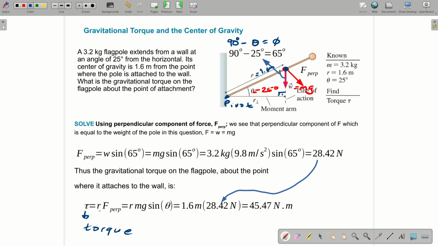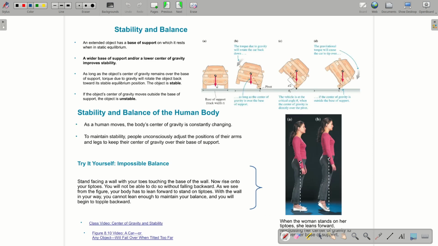Or I can just say R F perpendicular, which is R times the force mg times sine. Well, this should be phi here, not theta. Sorry about that, but the solution should be correct. I used angle 65, which is phi here, and the answer is 45.47 Newton meters. Please make sure you solve this, understand it, and get the same number. So that's about what force is, what torque is.